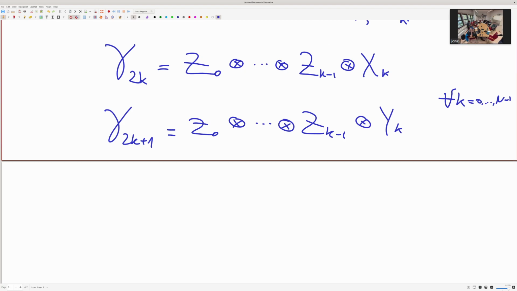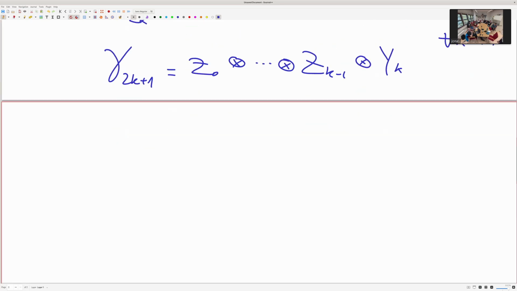If the k is different, then again, everything will commute, except one of these strings will be shorter, so one of the X's will end up acting on the same site as a Z, or vice versa, one of the Y's. But in any case, X and Z, or Y and Z, anti-commute. So these clearly satisfy the algebra that I wrote before.